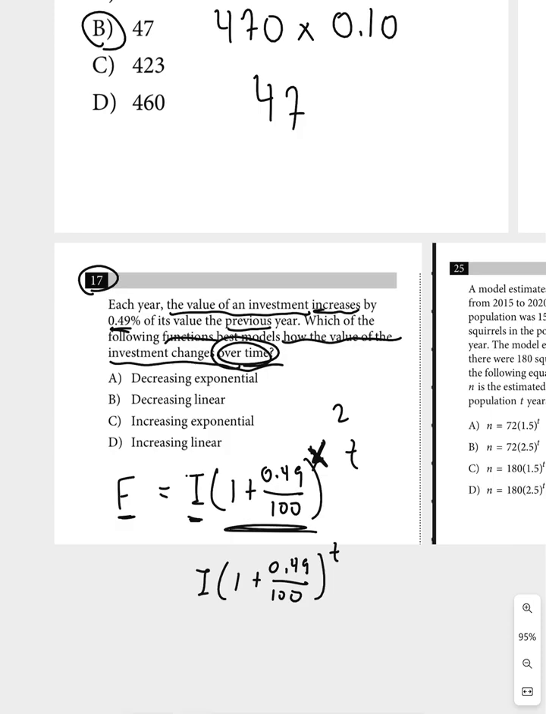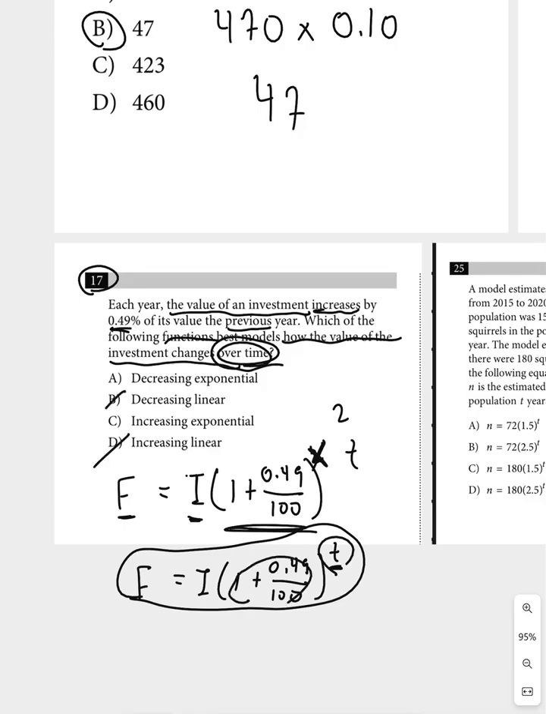So now the question is basically asking, what kind of function is this? Well, because the independent variable is on the exponential term, this will be an exponential function. We can get rid of that. And now, as time goes by, if the final value keeps increasing, this is an increasing exponential function.